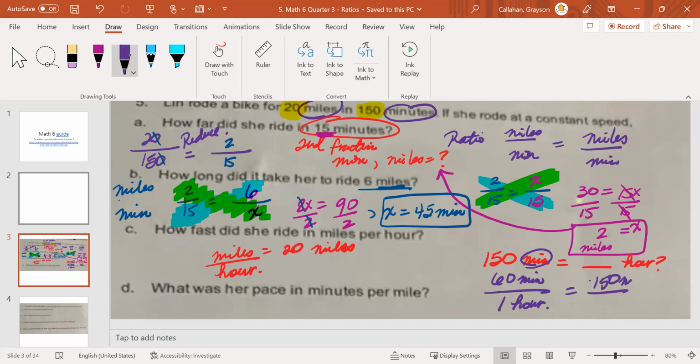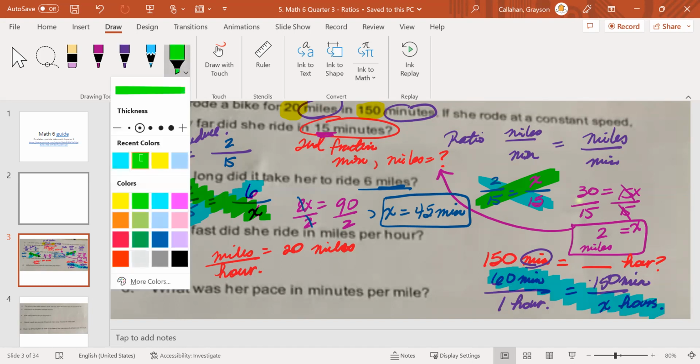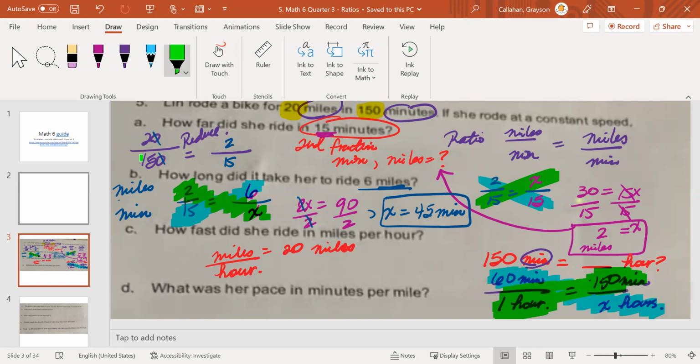150 minutes. Just kidding. Sorry, you need to line it up. 150 minutes. This is X hours. Right? So then we're gonna go ahead and cross multiply. 60 minutes times X, and then 150. So when I cross multiply, 60 times X is 60X equals 1 times 150 is 150, right? Divided by 60.